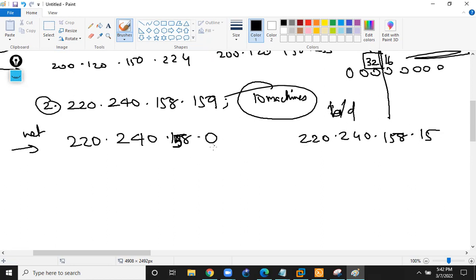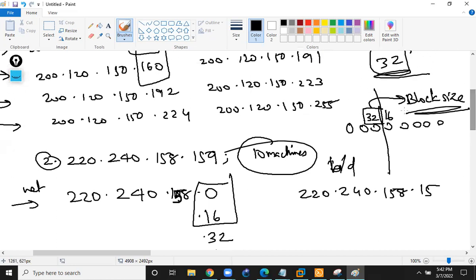Now the next one is .16, then .32, .48, like that it goes. It means we will be adding 16 every time. So how did we end up adding 16 here? Because we have drawn a line between 16 and 8. If you draw the line between 16 and 8, to the left side of the line you have the value 16, which is the block size. Clear? So this is how you want to do it.